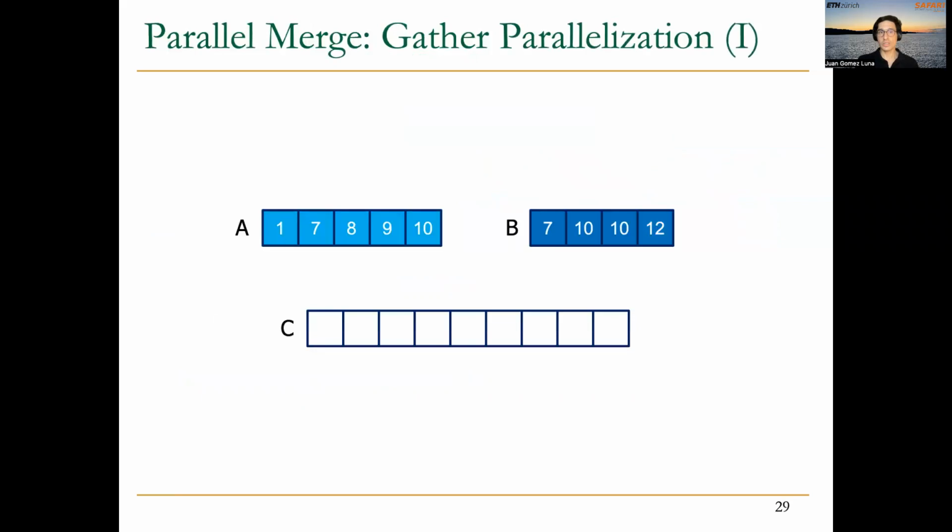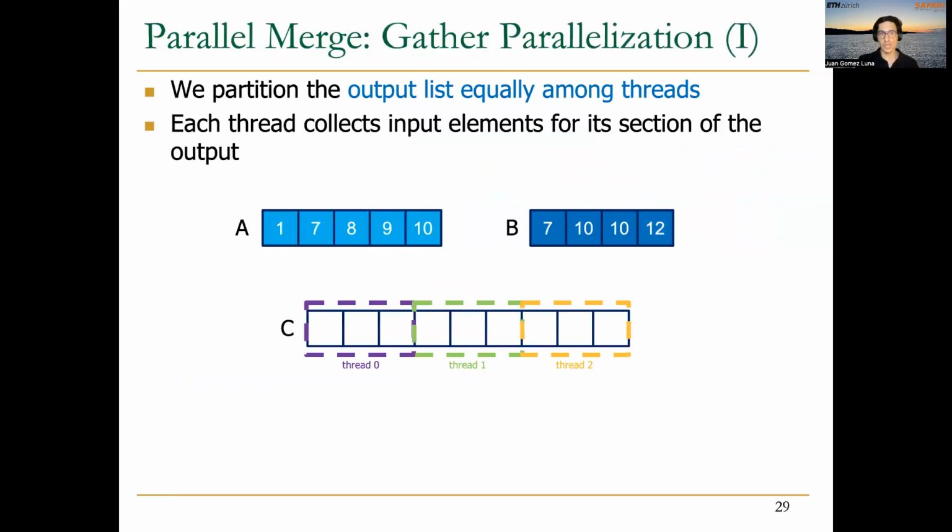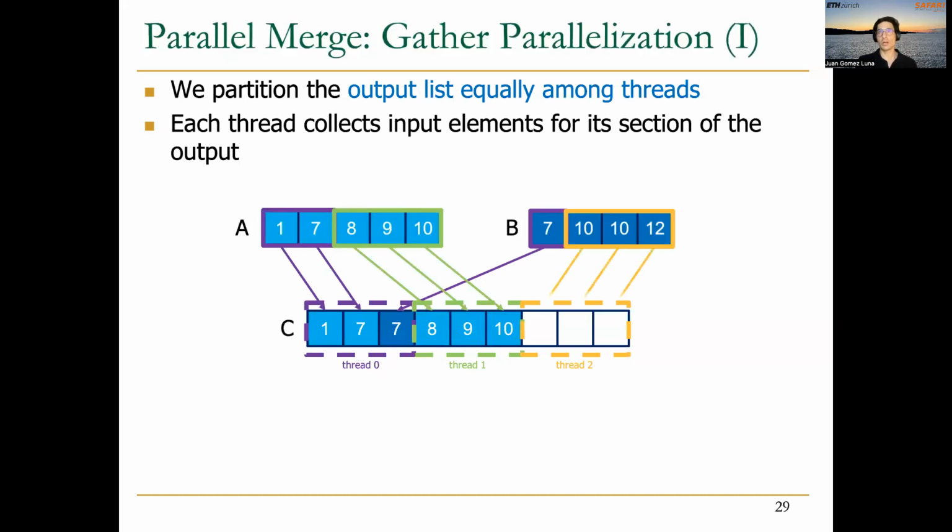Now, how to parallelize this? We opt for a gather parallelization, where what we are going to do is partitioning the output list equally among threads, and each thread collects the input elements for its section of the output. For example, thread 0 is going to be assigned this part of the output, this part goes to thread 1, and this part goes to thread 2. So now thread 0 will have to fetch these two elements on A and this element of B, and place them in its corresponding partition of the output array C. Thread 1 will proceed similarly, and thread 2 will proceed similarly as well.